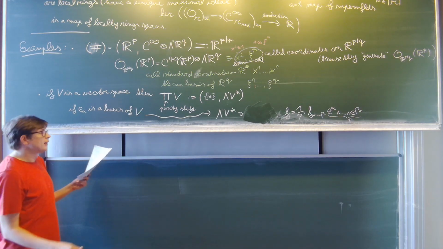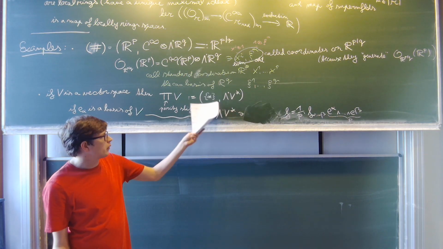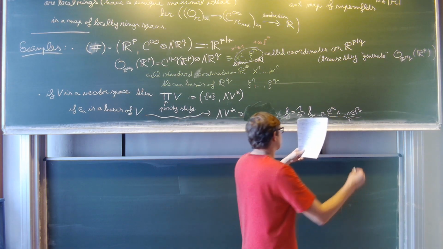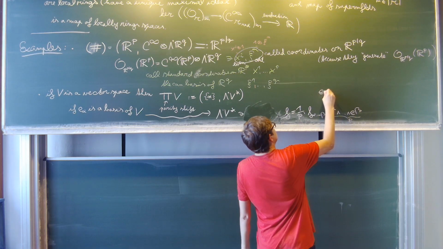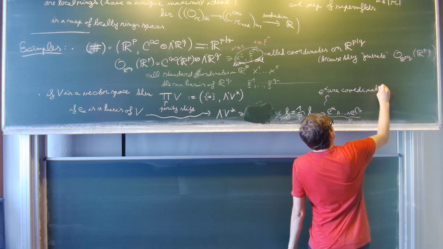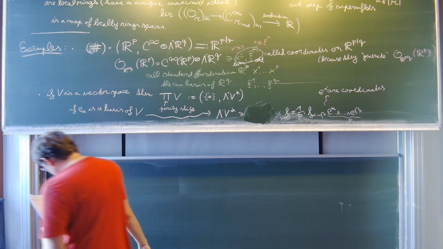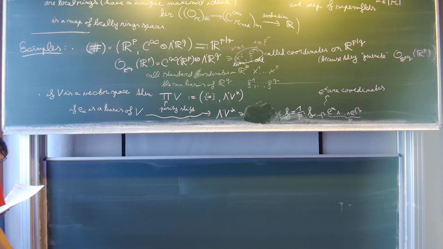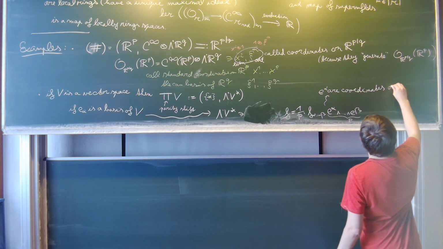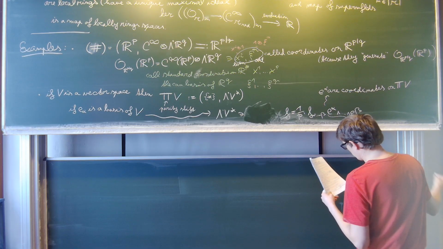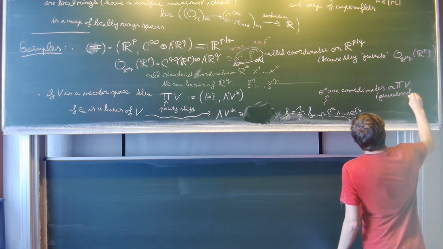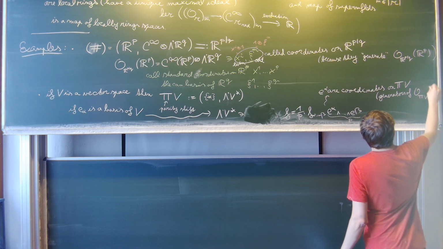This is a general element, and if you want to regard this as your function, you see that as an algebra it is generated by these E alphas. So the E alphas are the coordinates here. They are coordinates on pi V, which means that they are generators of the sheaf of functions there.